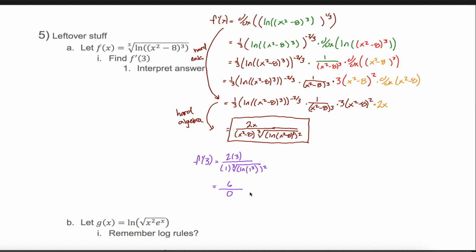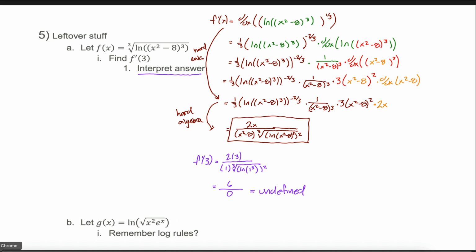And you're like, what? 6 divided by 0? Isn't that undefined? You must have messed something up. That can't possibly be what you intended the answer to be. In fact, it is. It's exactly what I wanted the answer to be. What does that mean? Why am I asking you to interpret your answer? Because generally, f prime of 3 tells you the slope of the tangent line to a curve at a given point. So f prime of 3 tells you the slope of the tangent line to this curve when x equals 3. But how can that be? How can a slope be undefined?